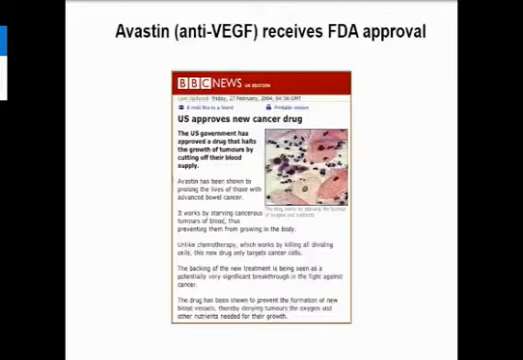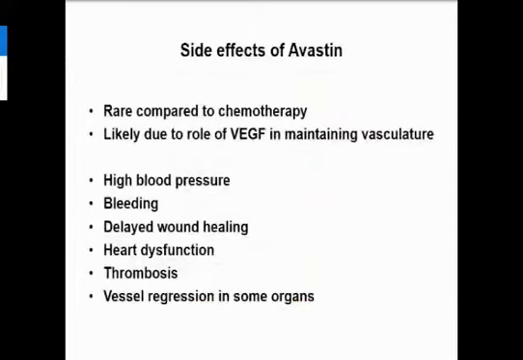Actually, this is completely wrong, okay? I'll tell you why it's wrong in a minute, but the side effects are pretty minimal. So Avastin on its own, side effects are quite rare compared to the nasty chemotherapy. And the side effects that we do get from Avastin are likely to be just because of its normal role in maintaining a healthy vasculature in the body.